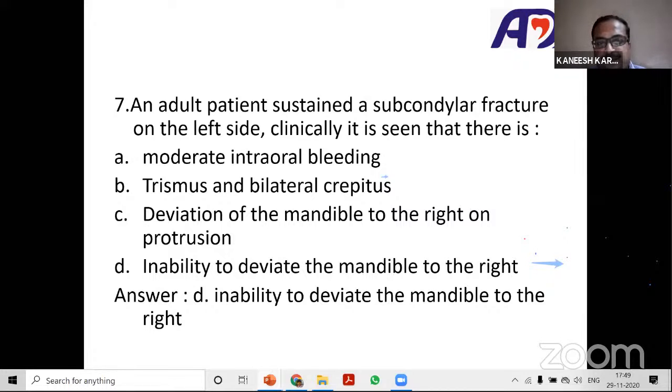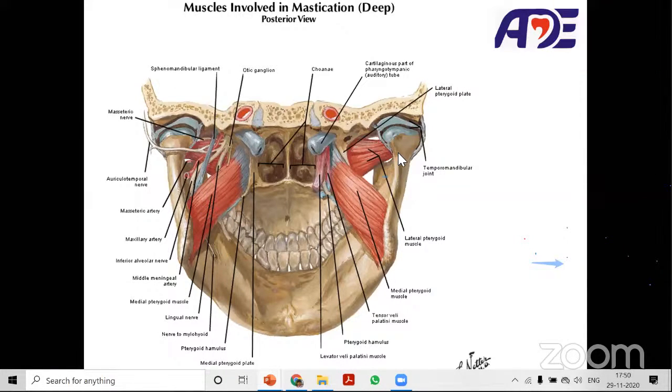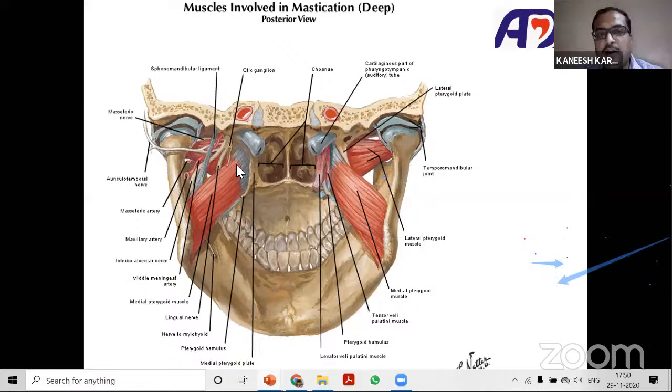See here, this is the medial pterygoid and this is the lateral pterygoid. If this contracts, the mandible deviates to the opposite side. So if there is a subcondylar fracture here, this will not act. So when the patient opens the mouth, there will be deviation to the affected side wherever there is a fracture, because the opposite side lateral pterygoid will be acting normally.